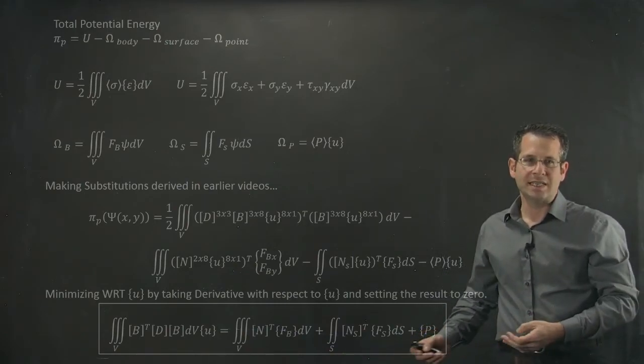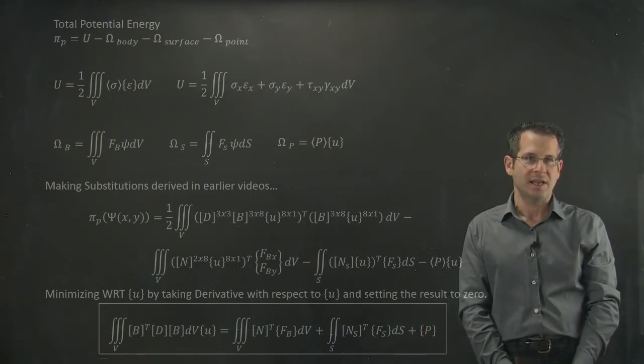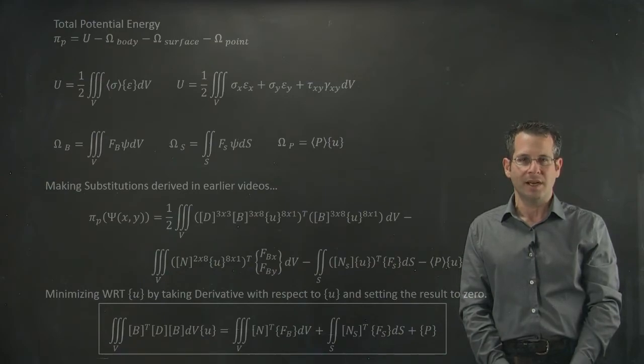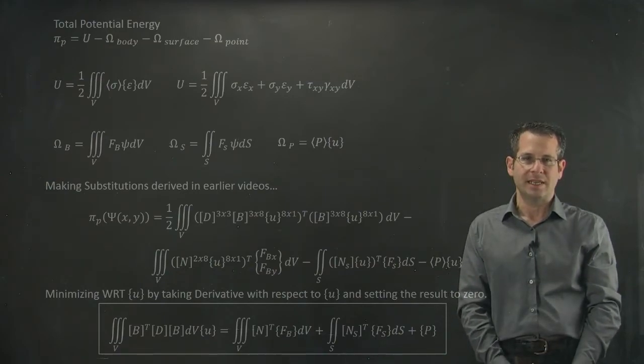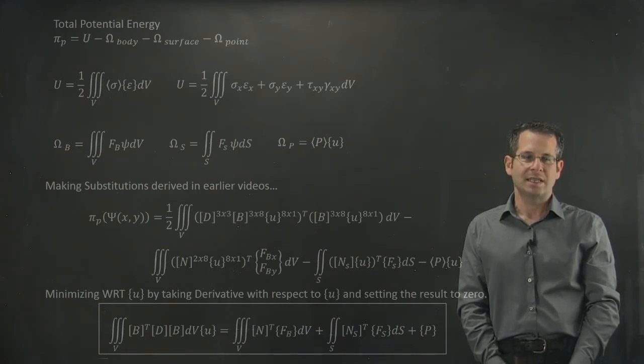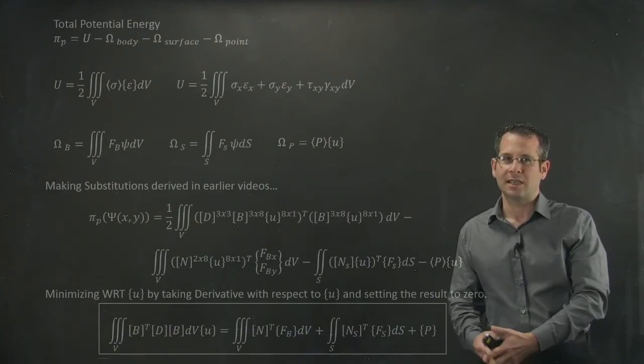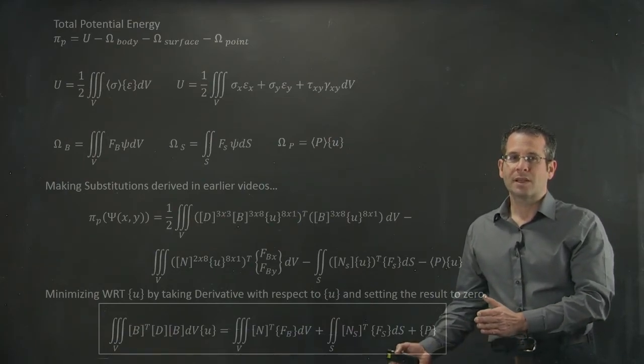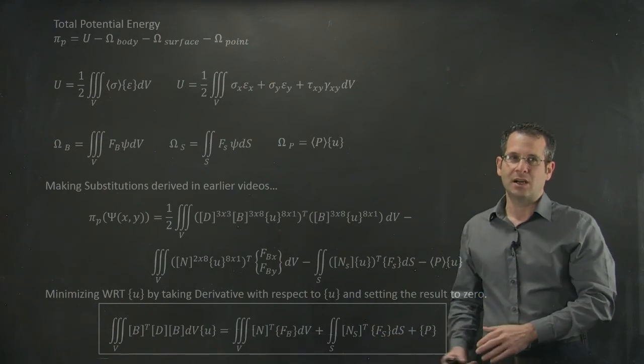This equation is exactly the same equation that we found for the triangular element. Again, the only difference is that the B matrix here and the N matrix here are a slightly different form, and the form and the shape we've discussed in the previous videos. But the equation itself is unchanged.